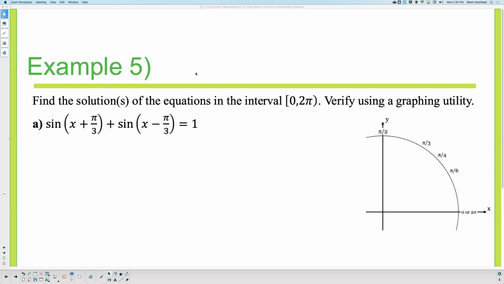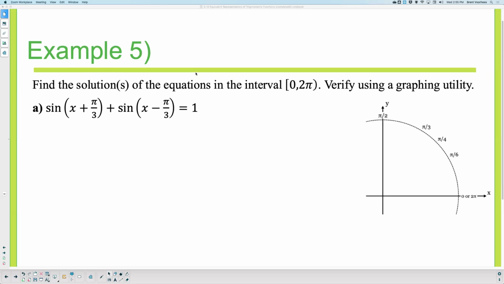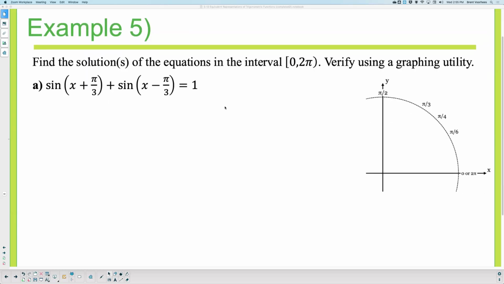All right, example 5 and following. These are, I'm going to call them, extra practice, extra problems the rest of the way. We shouldn't be seeing too much that's new. It's just going to be using more and understanding how to use our formula. So first, we're supposed to find solutions to the equations in the interval 0 to 2 pi, and then we'll verify at the end using our graphing calculator.